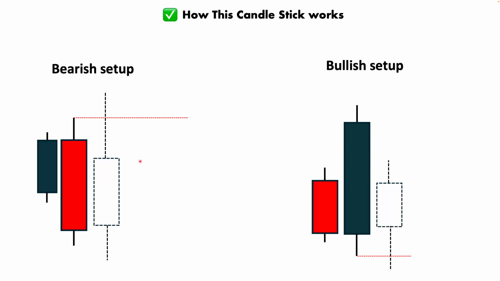Here is the setup. If you see a bearish engulfing candlestick, and price is moving to the upside very aggressively and trades above this high here, that means you should go to the lower time frame and look for an entry. That's basically how you should understand it. If you understand engulfing candlesticks, then this pattern is fairly simple to understand.